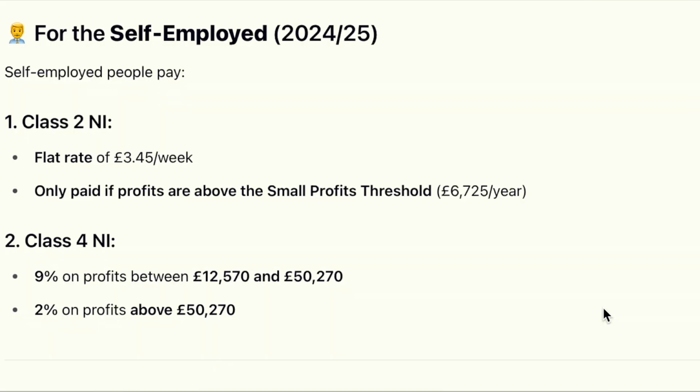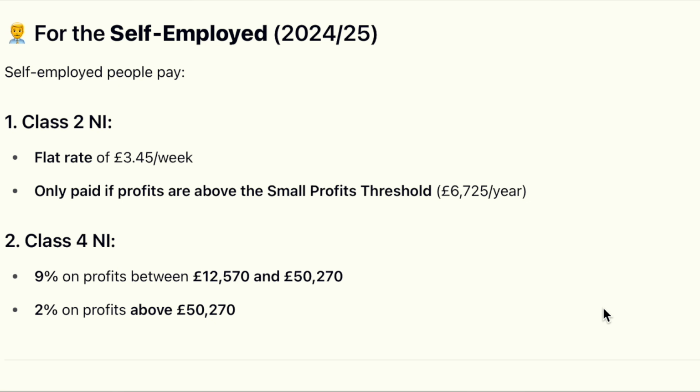So what I'm going to do now is take you through a worked example of national insurance contributions and show you how they're calculated and the results that you get from that. So you'll see here, this is going to be self-employed taxes at Class 2 and Class 4 national insurance in the 2024 and 2025 tax year.